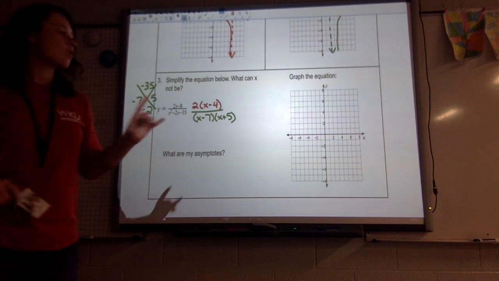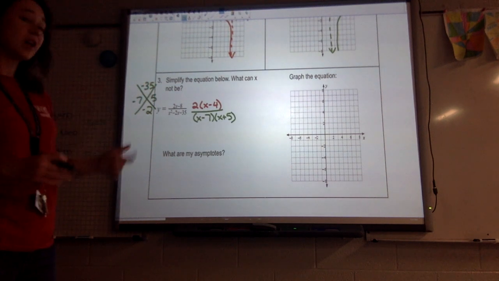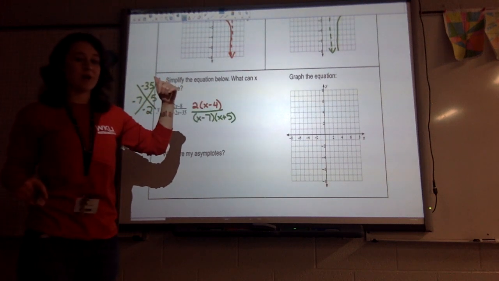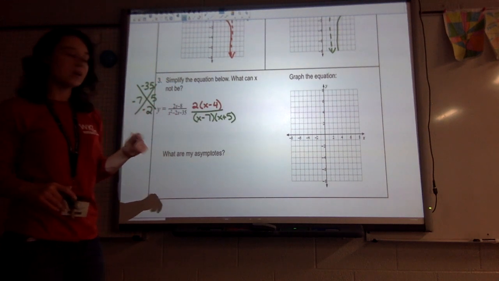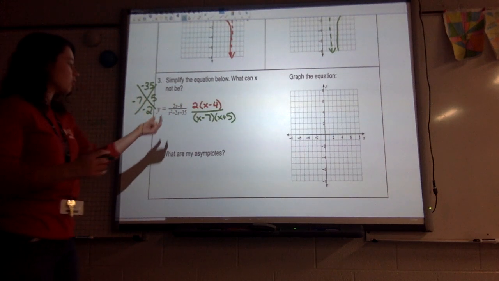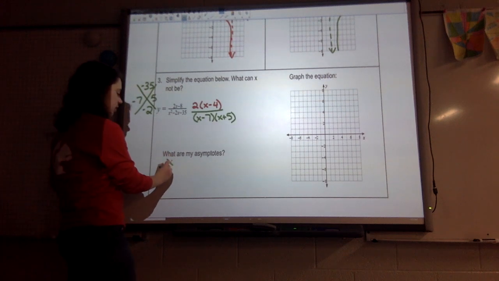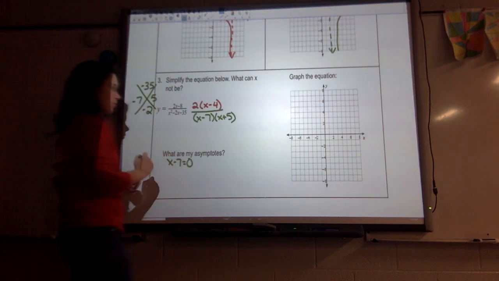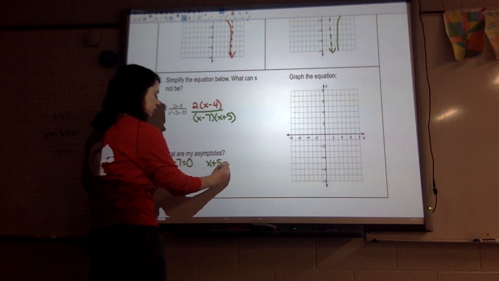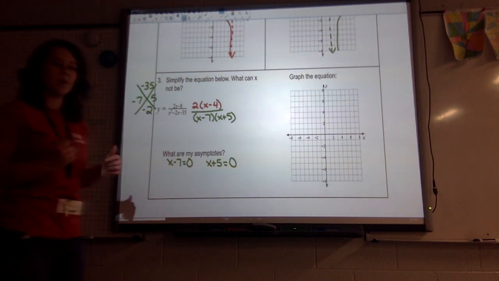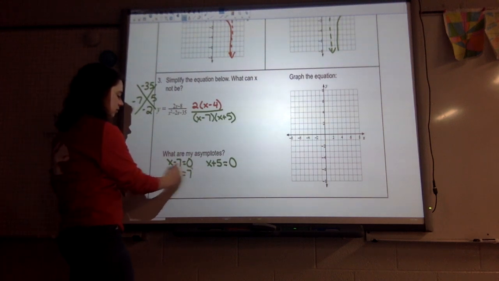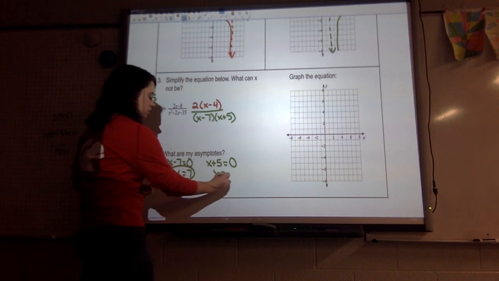Okay. So when I look at this fraction, there's nothing I can cross out. There isn't an x minus 7 on top, and there isn't an x plus 5 on top. So here's what that means. If I can't cross anything out, that just means I have two asymptotes. So now I want to know, where does x minus 7 equal 0? And also, where does x plus 5 equal 0? Okay. So when I solve those equations, I get x equals 7 and x equals negative 5.